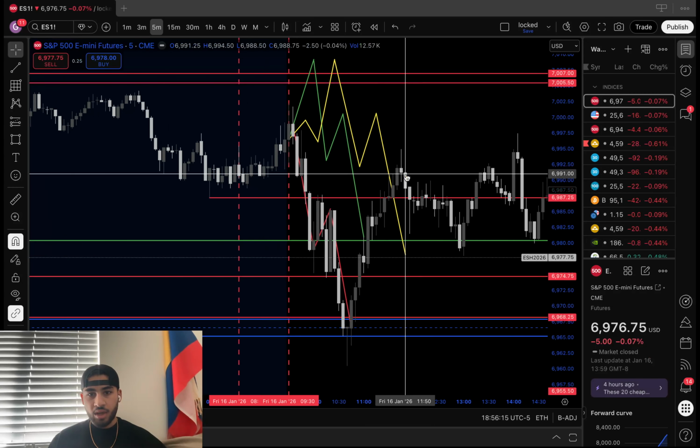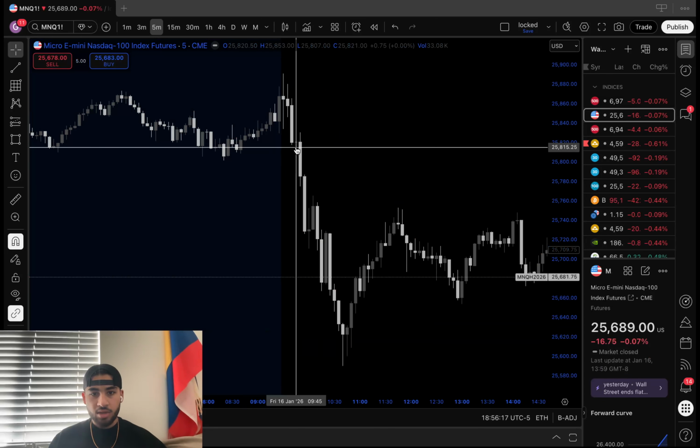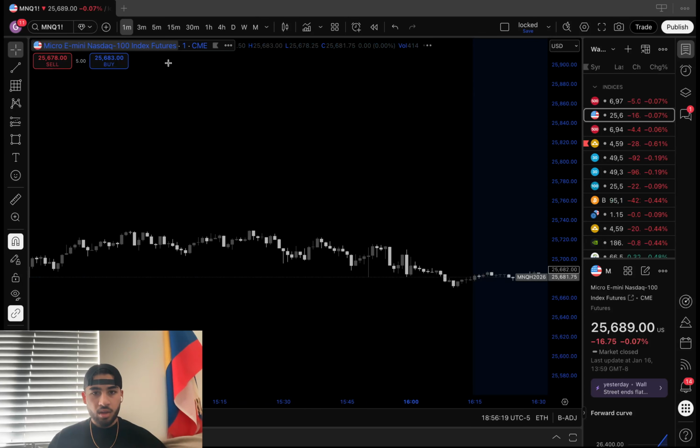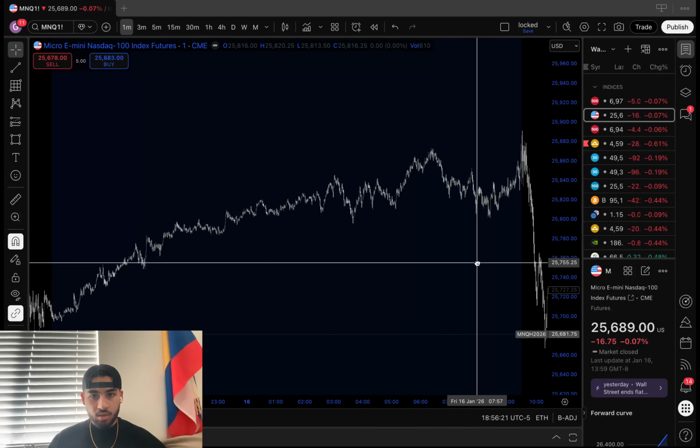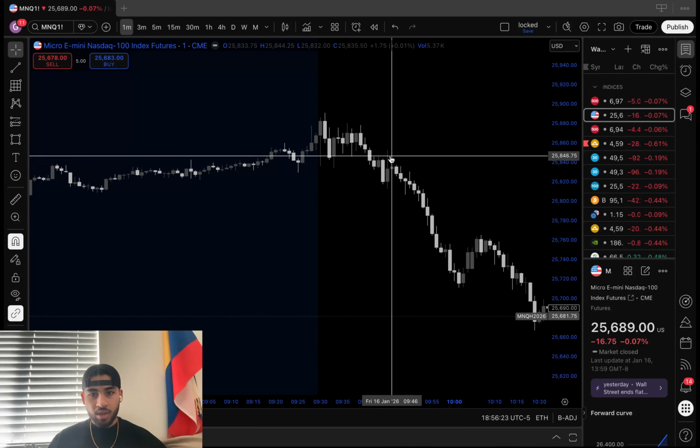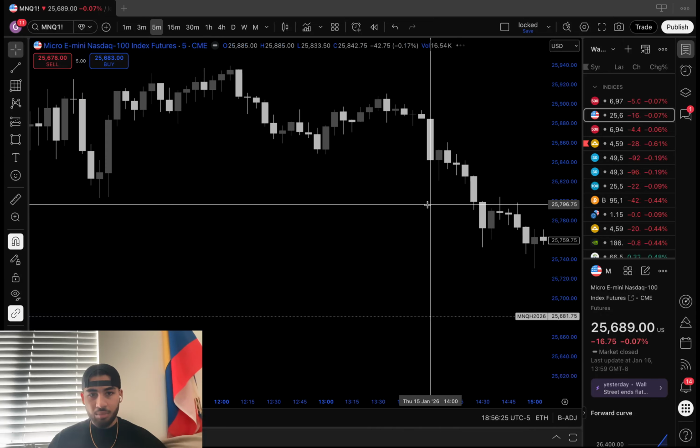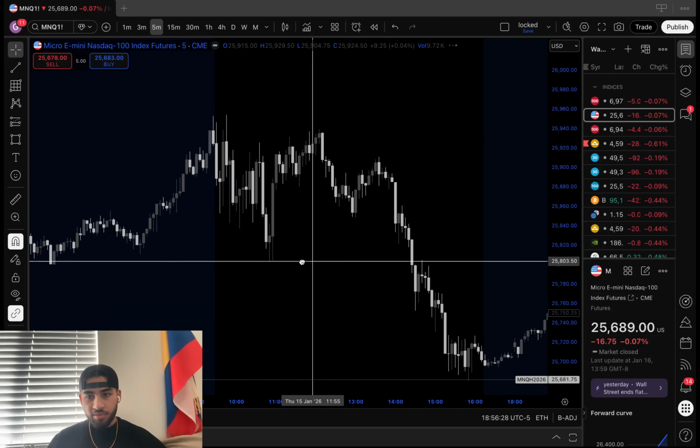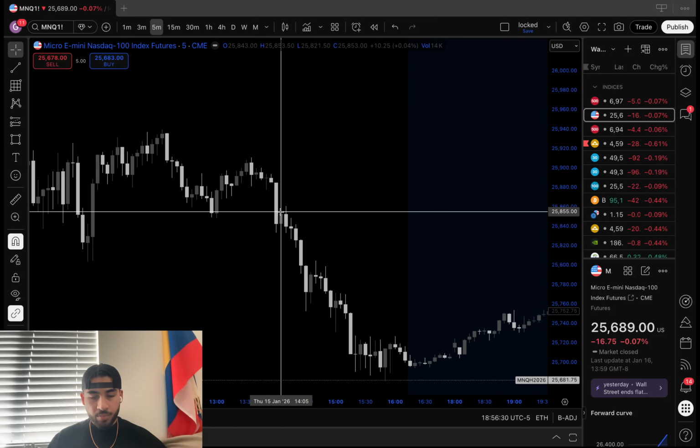This was a beautiful trade. I think I entered off of this retrace candle right here. Because we did also fill in a gap, I believe. Yeah, we did. Beautiful.